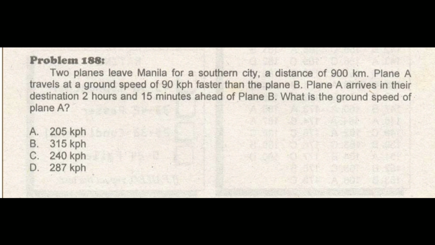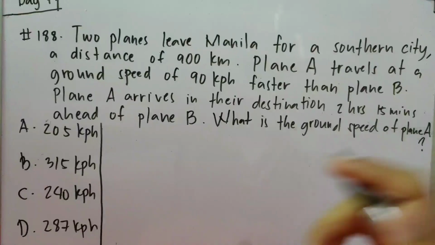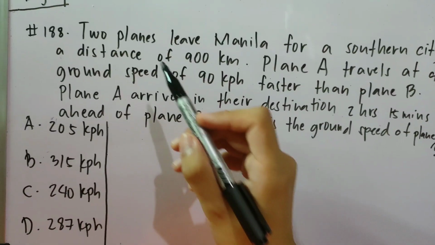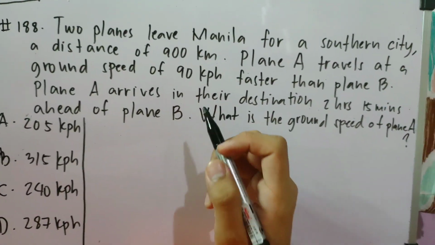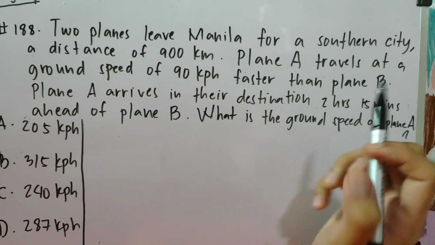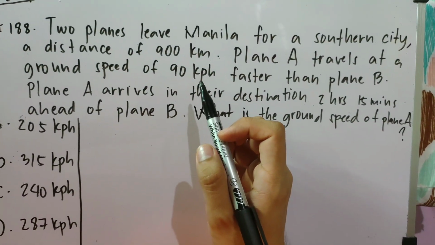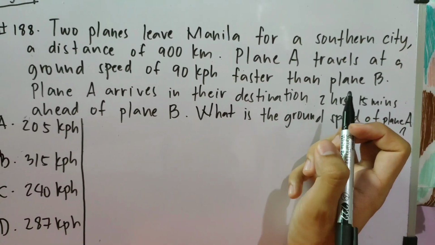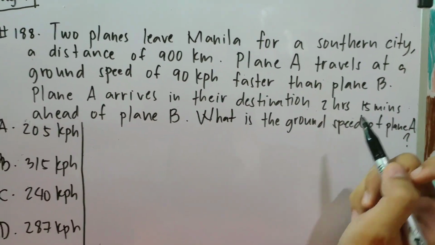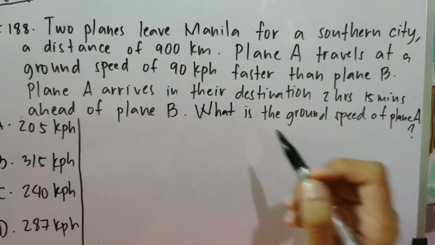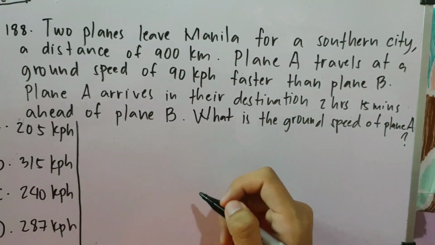Number 188. Two planes leave Manila for a southern city, a distance of 900 kilometers. Plane A travels at a ground speed of 90 kilometers per hour, faster than plane B. Plane A arrives in their destination 2 hours and 15 minutes ahead of plane B. What is the ground speed of plane A?